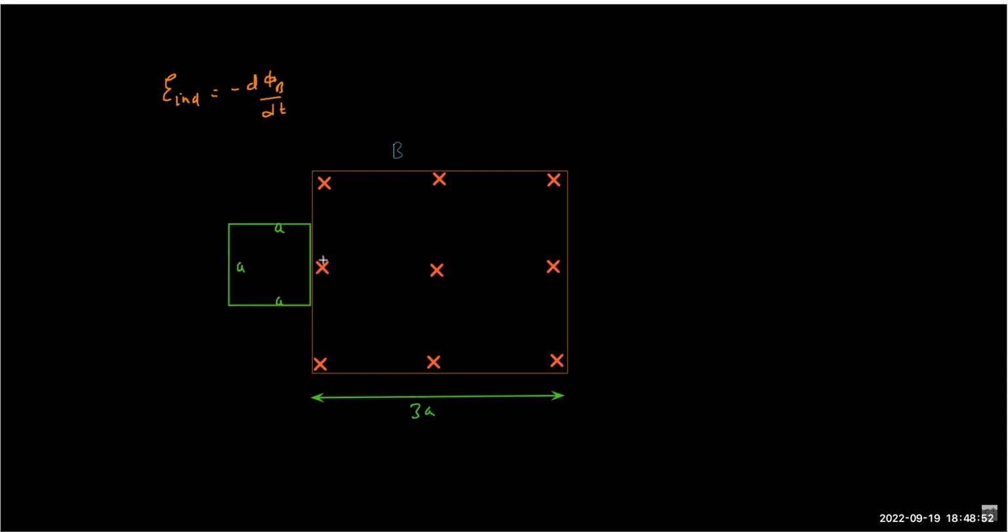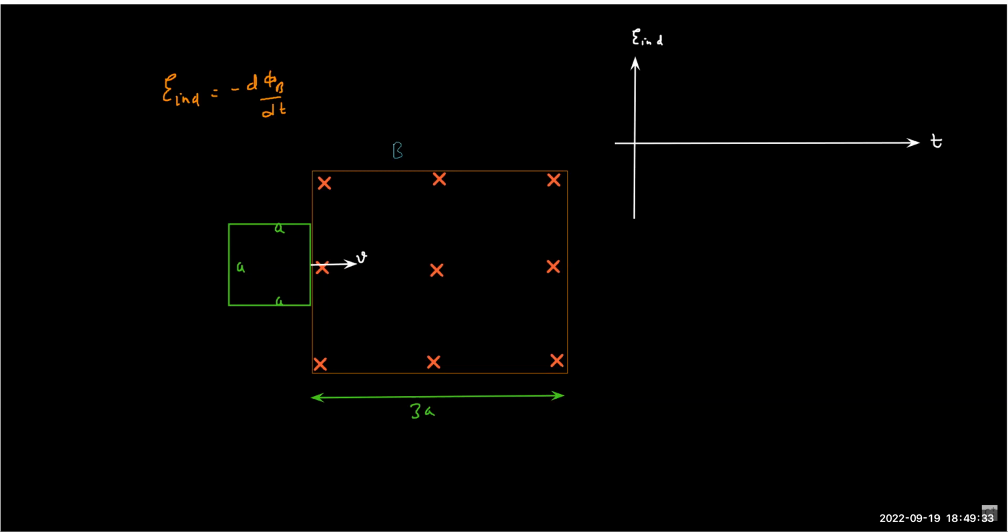Some external agent is pushing this loop through this region, and it is trying to maintain the velocity, that's called V. So in a way, we can say that the loop is moving with constant velocity and passing through this particular region. Taking the inward flux as negative and outward flux as positive, we are supposed to plot the graph between the induced EMF and the time.